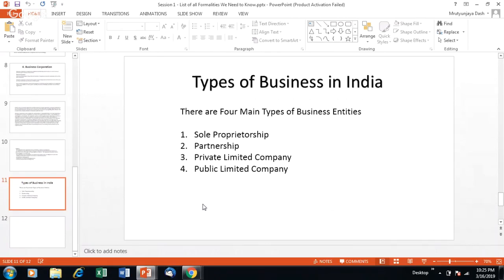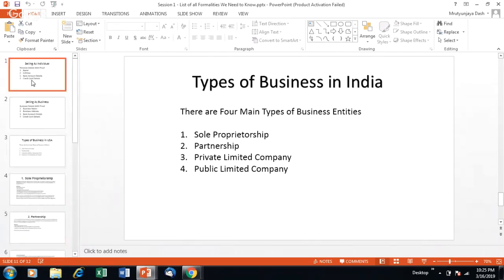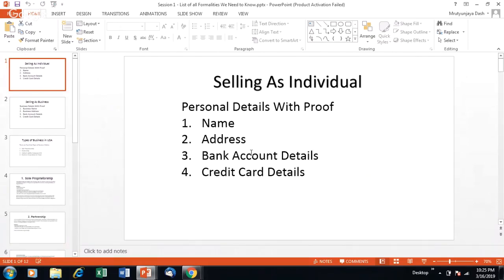So sole proprietorship, LLC. Do I have to register as a business to start selling on Amazon? No, you do not have to. That's what I'm saying. If you recall, I said selling as an individual. So I can always be an individual, without becoming a business, you can sell as an individual with your name itself.